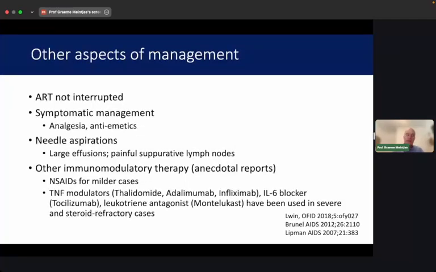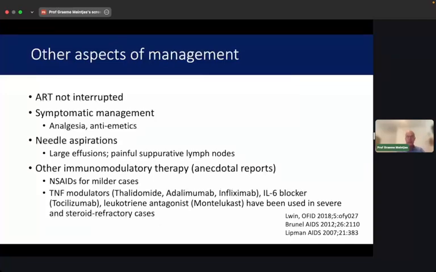In terms of other aspects of management, generally we do not interrupt ART unless it's very severe and potentially life-threatening. We treat the symptoms like analgesia or antiemetics if patients have nausea, needle aspirates if there's a large effusion or painful suppurative lymph nodes that can give symptomatic relief. Nonsteroidals have been used by some people. I haven't used them, but some people have used them for milder cases. And in very protracted cases, biologics are used.